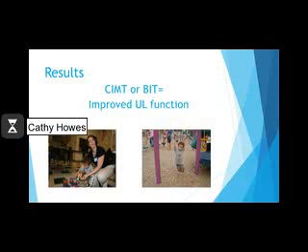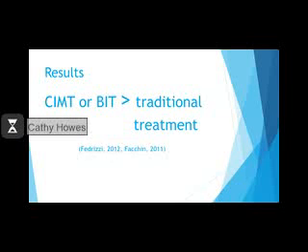Results from the reviewed studies demonstrate that both CIMT and BIT lead to similar improvements in upper limb function of the involved upper limb. Both interventions showed greater functional outcomes and improvement than traditional treatment. It should be noted that traditional treatment was not well defined or described in these studies. The traditional treatment group received much less intervention time compared to either the CIMT or BIT treatment groups.